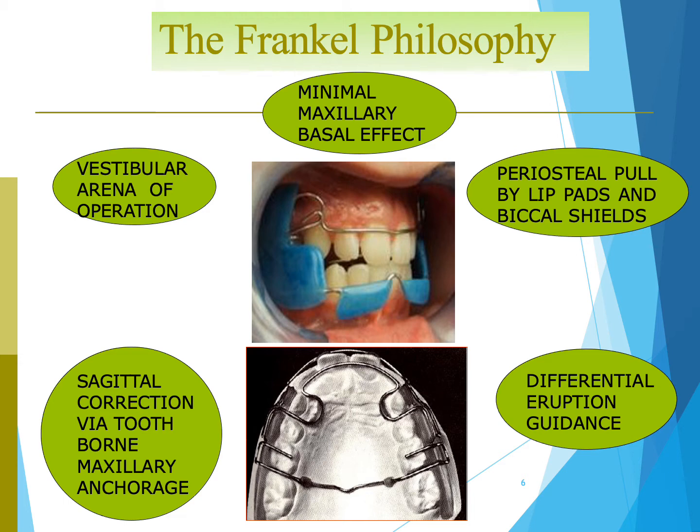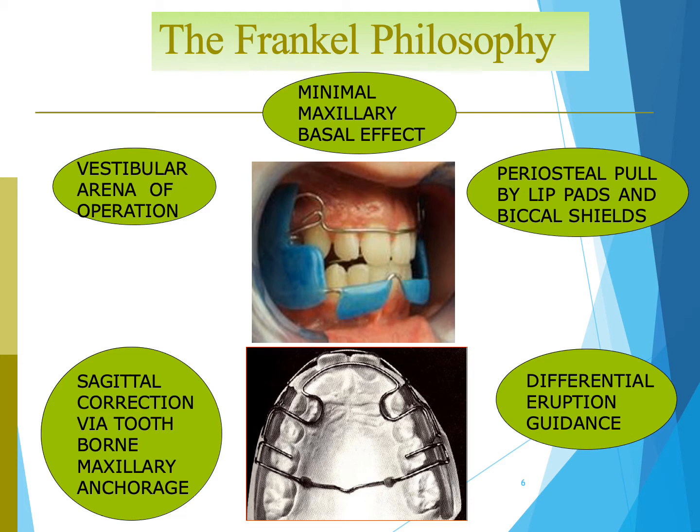Firstly, the vestibular arena of operation. According to Frankel, the dentition is influenced by perioral muscle function. Abnormal perioral muscle function creates a barrier for the optimal growth of the dentoalveolar complex. Thus, the Frankel appliance is designed to hold the buccal and labial muscles away from the dentition so that the dentoalveolar structures are free to develop. In addition, the Frankel appliance acts as an exercise device or an oral gymnastic device that aids in correction of the abnormal perioral muscle function.